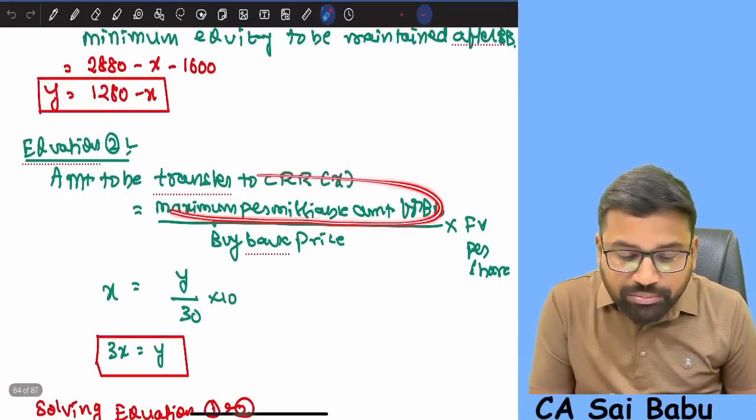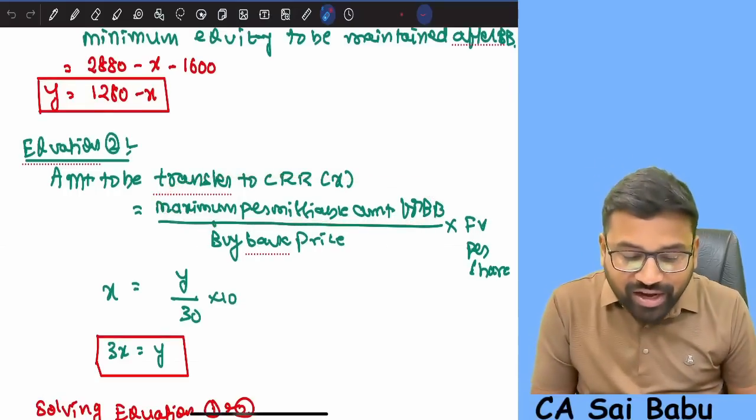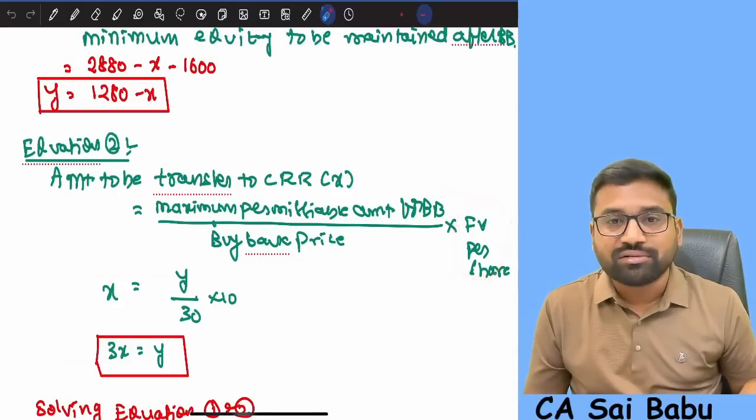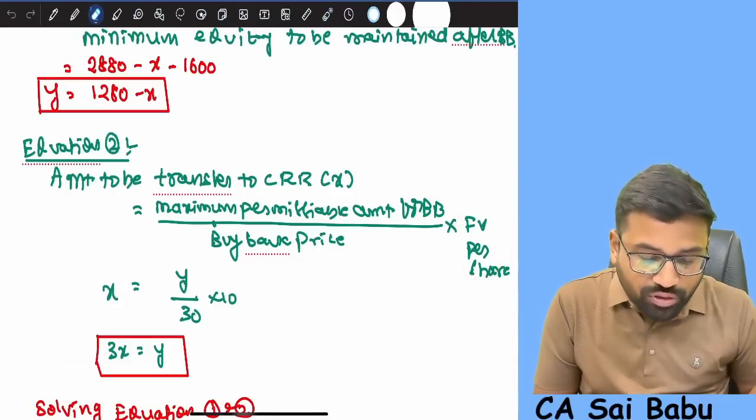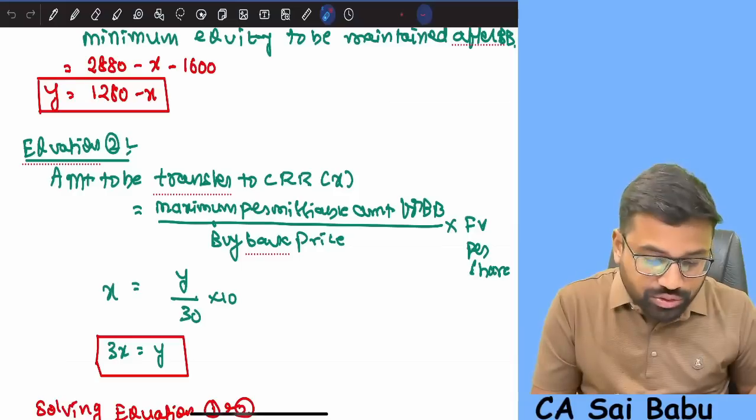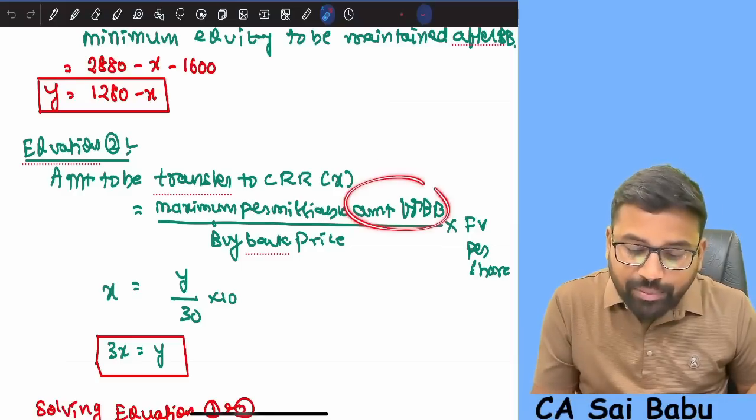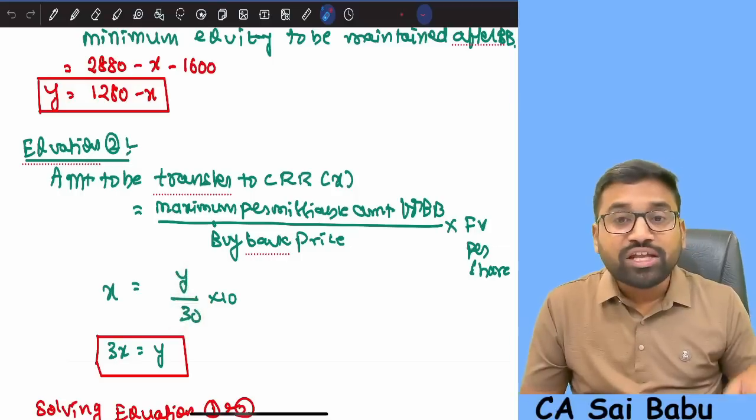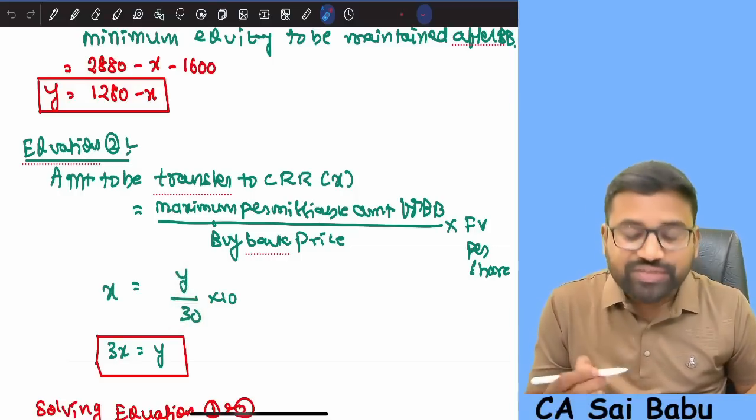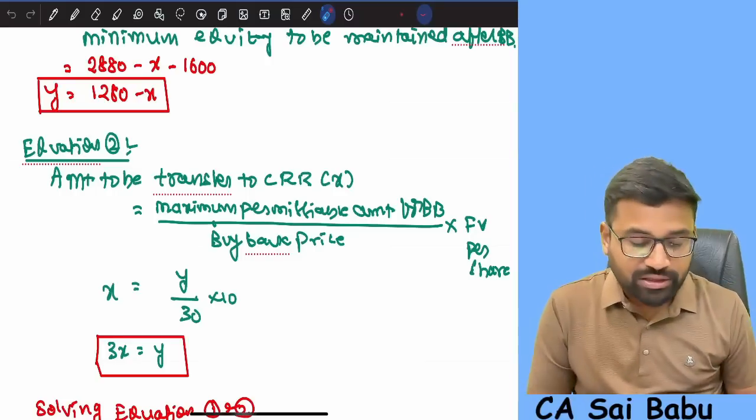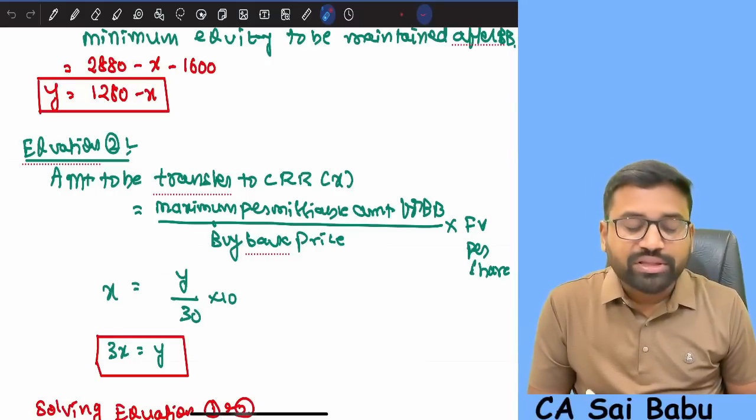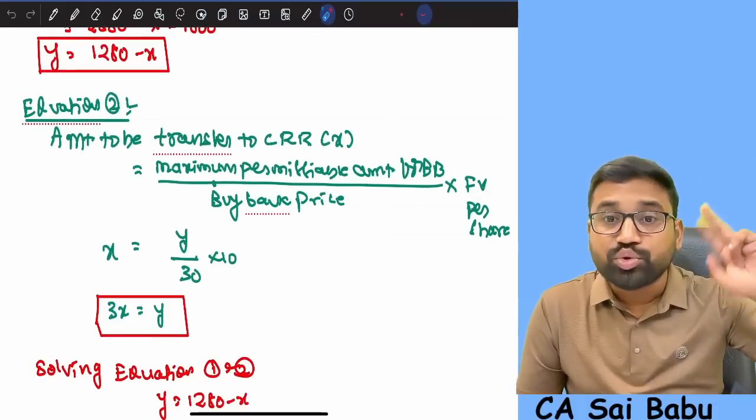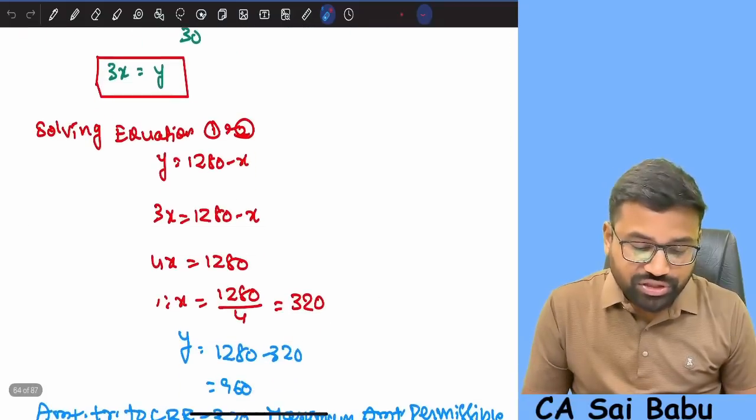Therefore, maximum permissible amount for buyback Y divided by buyback price will give the number of shares to be bought back. Into face value per share, which is 10 rupees. So X is equal to maximum amount permitted for buyback, that is Y we assume, divided by 30 rupees, into 10. That is 3X is equal to Y. This is equation number 2. So you have to remember these two equations. Now solve these two equations, you will get X and Y.